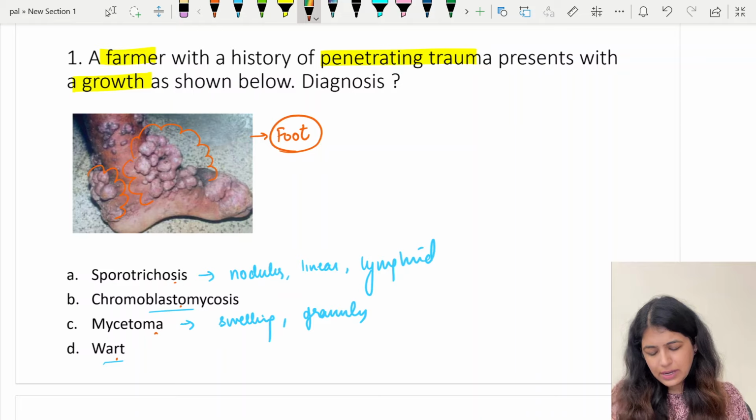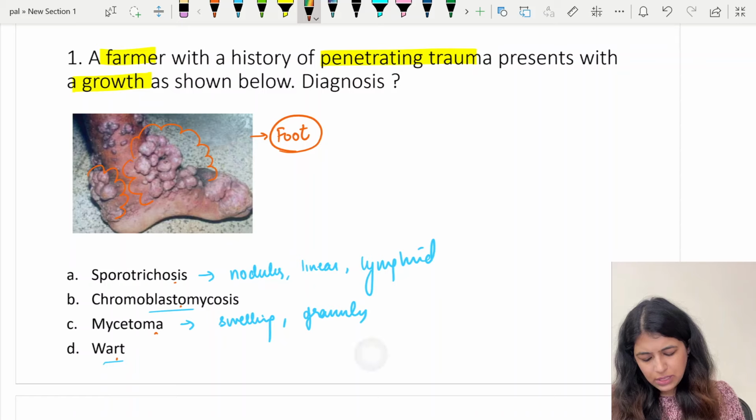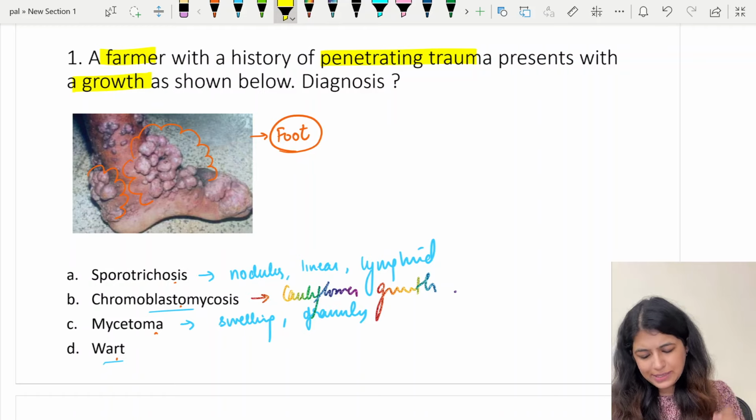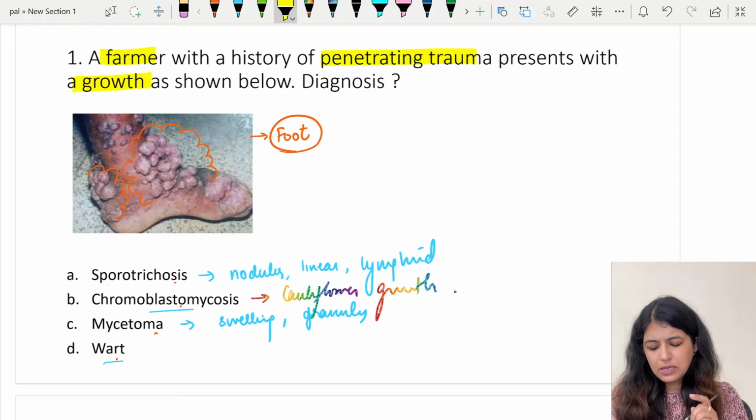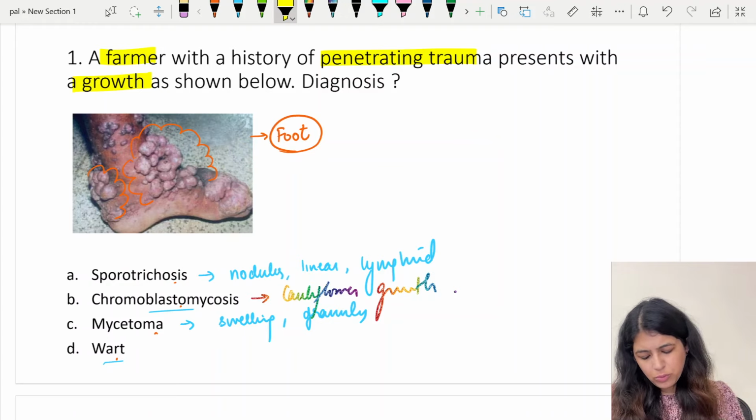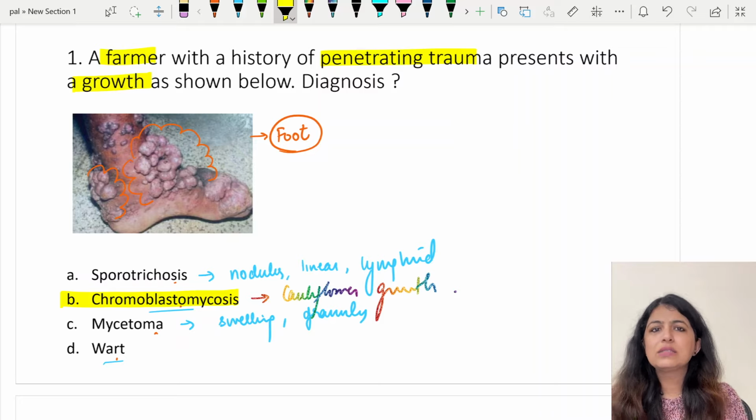Chromoblastomycosis, on the other hand, is a mycosis which will present with exactly the similar picture that is given in the question. It will be a cauliflower-like growth with a rough verrucous surface. So what is the answer here? The description in the text tells you it's a subcutaneous mycosis. The picture also gives you the image of chromoblastomycosis. So the correct answer to this question is chromoblastomycosis.